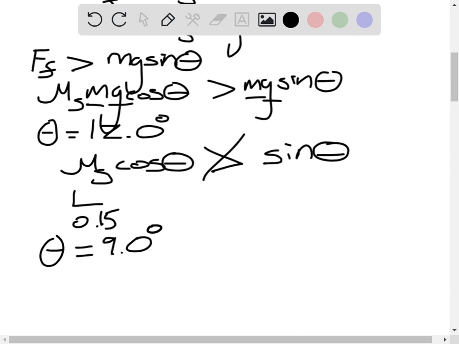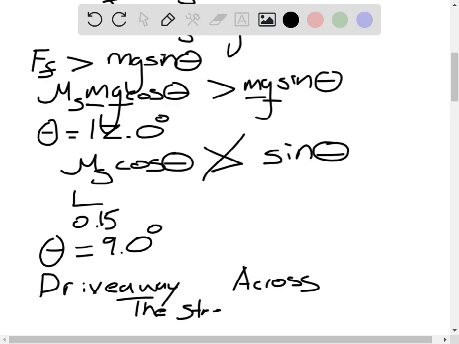And once again, we find that sine of theta is actually greater than the coefficient of static friction times cosine theta. And for our third incline, we have an angle that is 6 degrees. And in this case, we find that it's essentially fine to park on the third incline. So we will park on the driveway across the street. And this is our final answer.